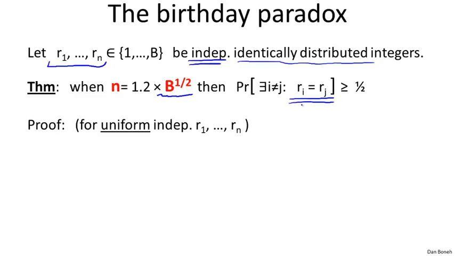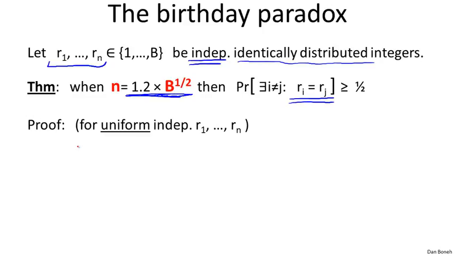Okay, and then it turns out, in fact, the uniform distribution is the worst case for the birthday paradox. In other words, if the distribution from which the ri's are sampled is non-uniform, then in fact fewer than 1.2 times square root of b samples are needed. The uniform distribution is the worst case. So we're going to prove this for the uniform distribution, and that basically also proves it for all other distributions. But the proof that I want to show you here will hold just for the uniform distribution.